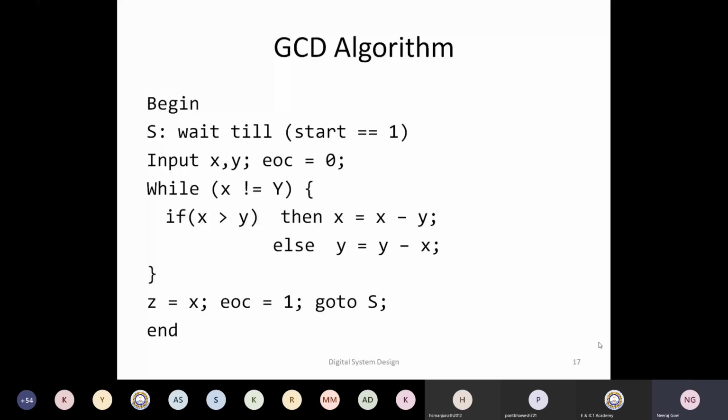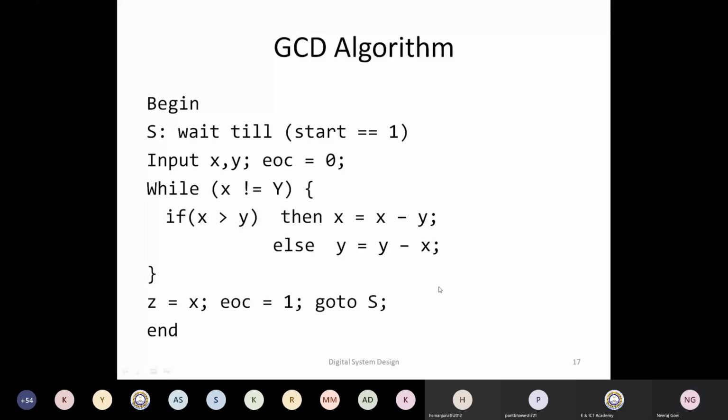So the first step is finding the resources. How many resources do I require? Let's first talk about the operations. One operation is this comparison operation, which says that x is not equal to y. So I'm comparing x with y and finding out whether it is equal or not equal. There's another comparison operator used here, which says whether x is less than y or x is more than y. So this is one operation. The other operation I require here is the subtraction operation.